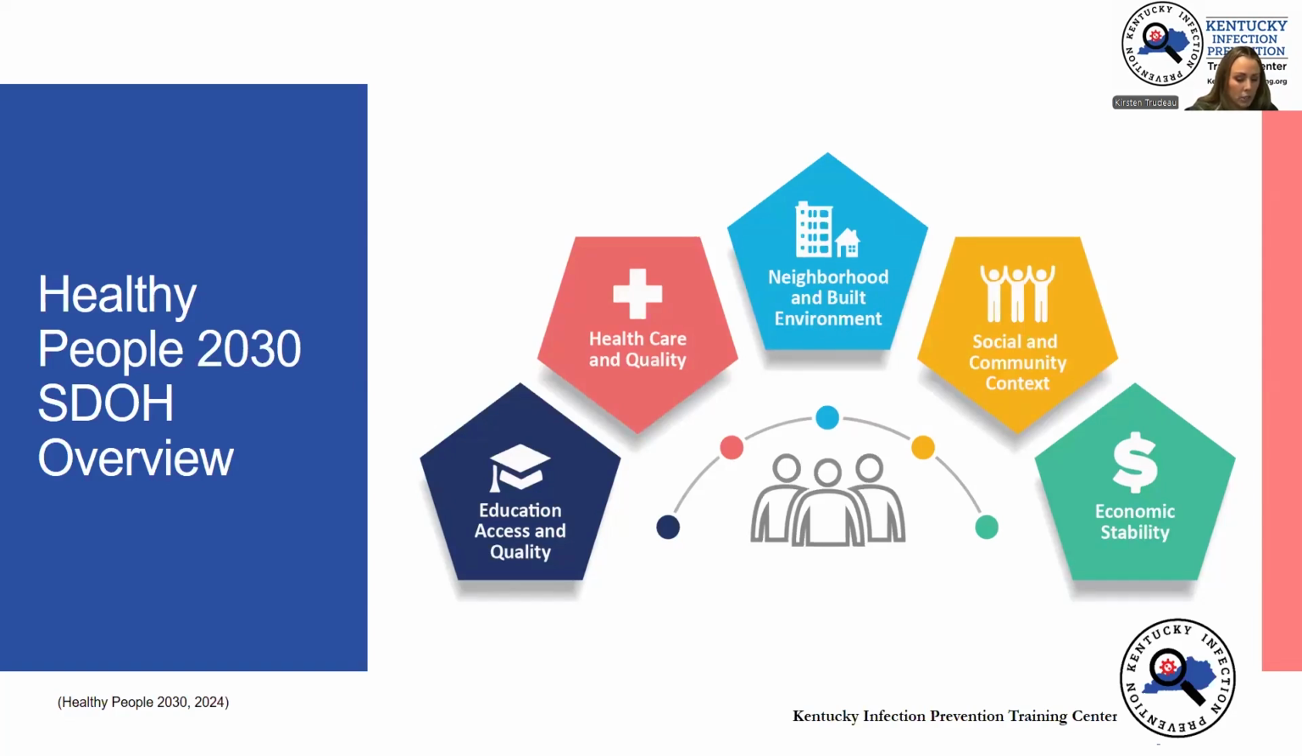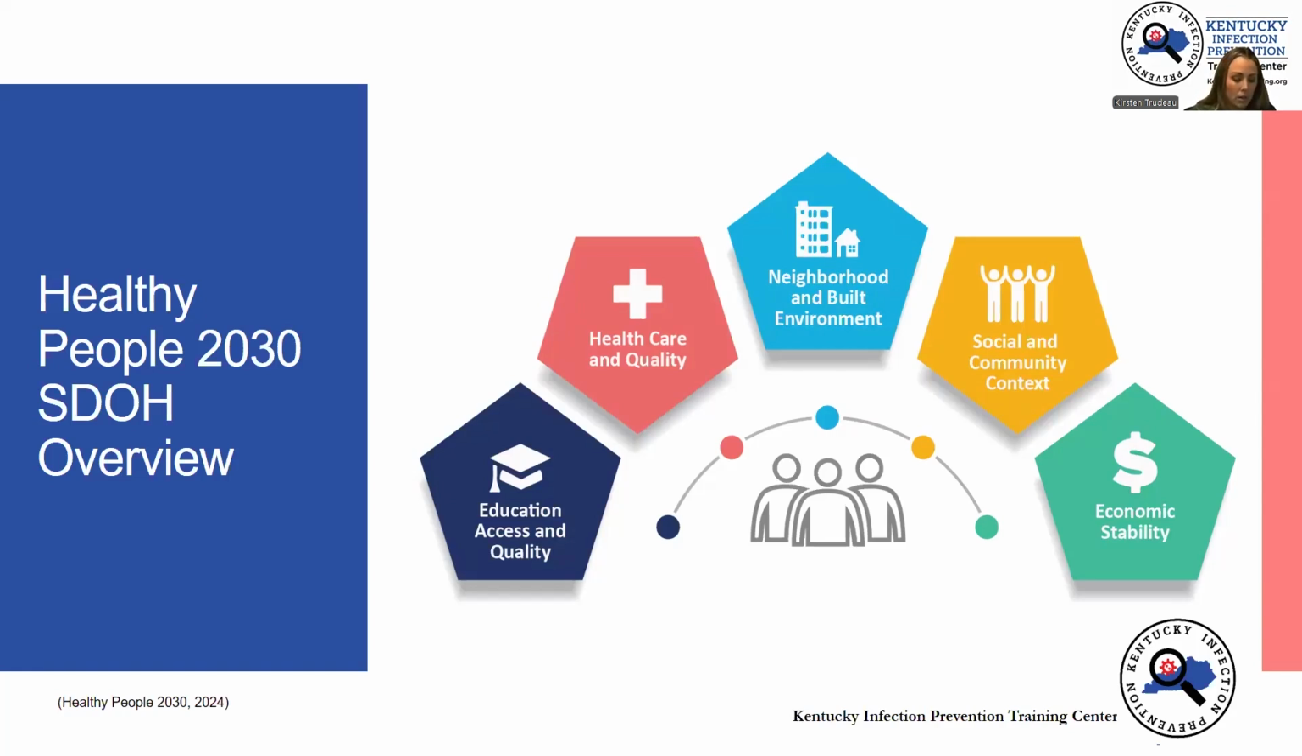For education access and quality, higher levels of education are linked to healthier, longer lives. So a goal of Healthy People 2030 is to increase educational opportunities and help children and adolescents do well in school.